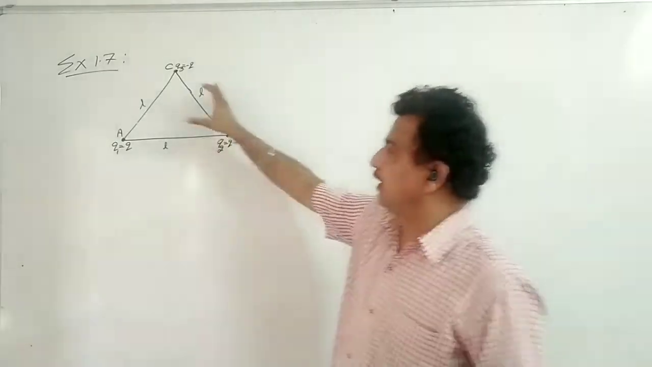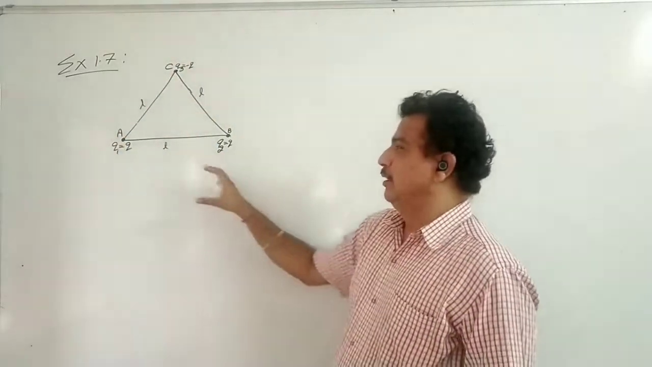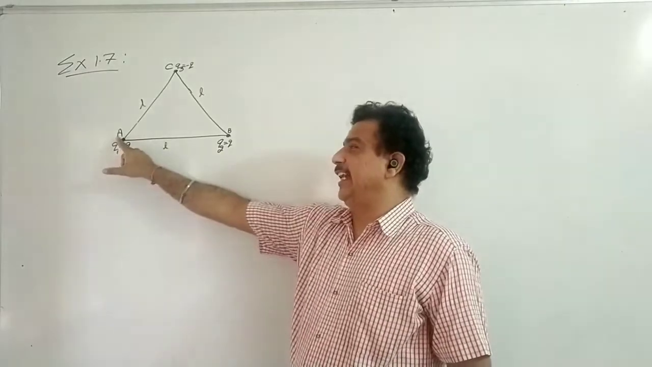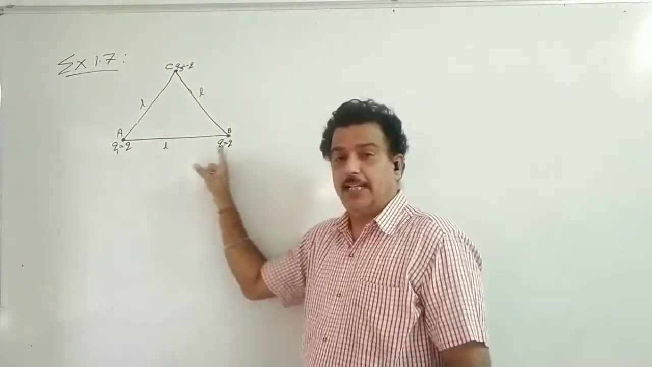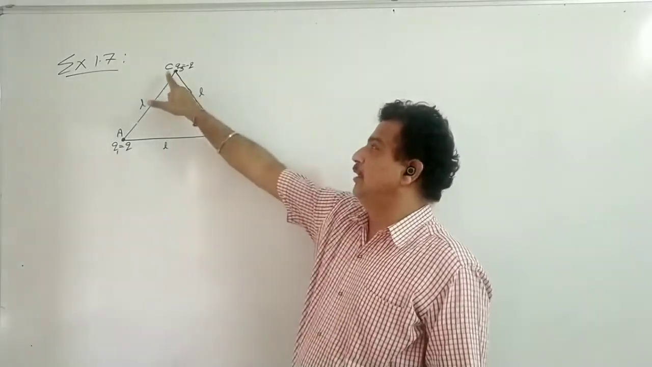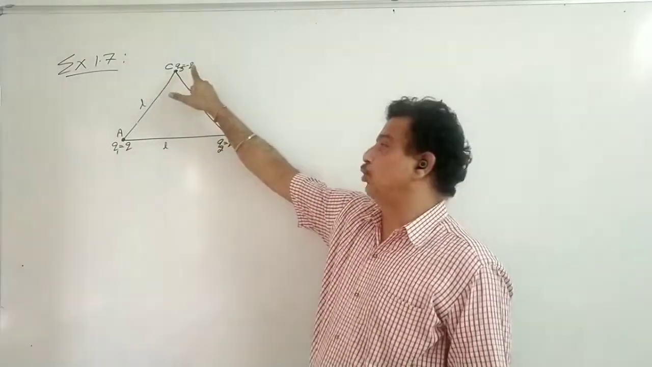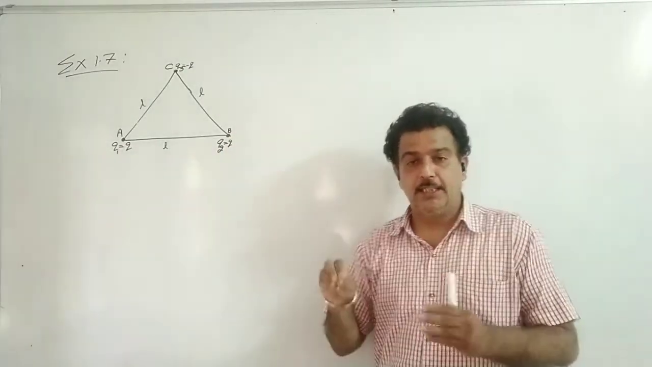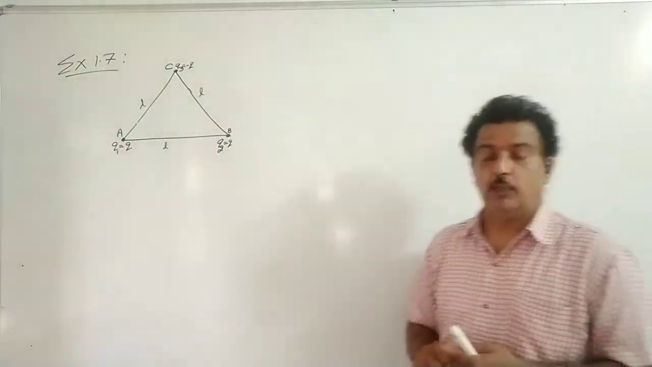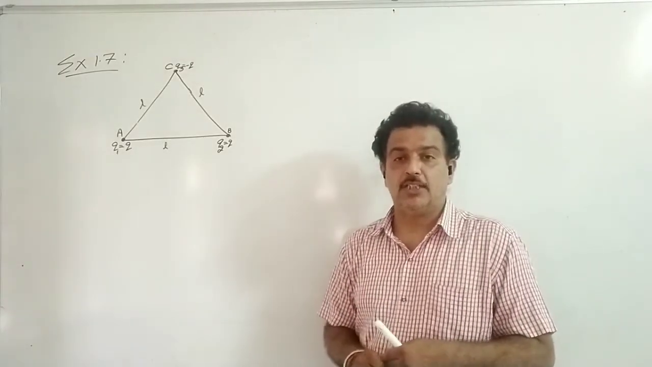Here also we have three source charges. Say the charge at A is Q, the charge at B is Q. They are like charges, both are positive. The charge at C is minus Q, so it is unlike compared to A and B. In this question, you have to find out the force acting on each charge.